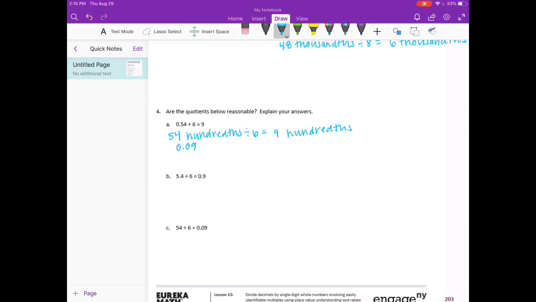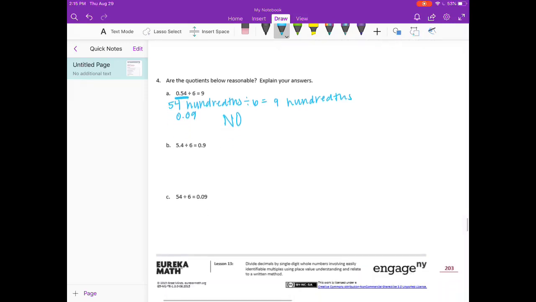So this is not a reasonable answer, because if we start with 54 hundredths, that's already less than 1. And so if we're going to divide that by a whole number, which means that we're making it even smaller, getting an answer that's bigger than what we started with does not make sense.